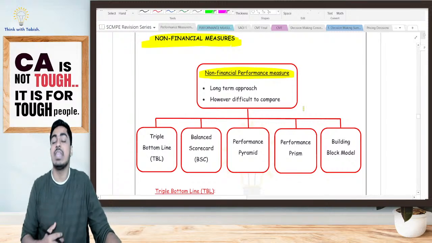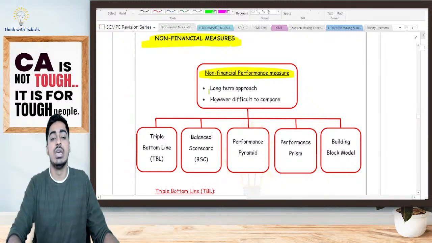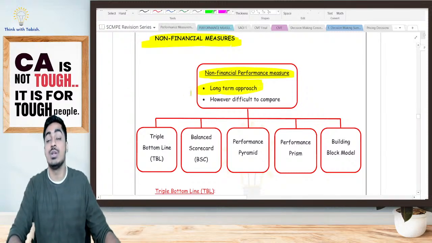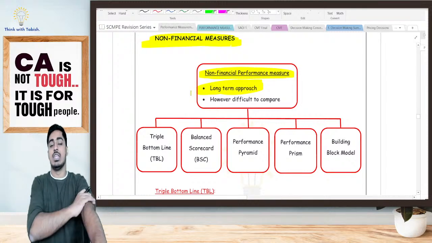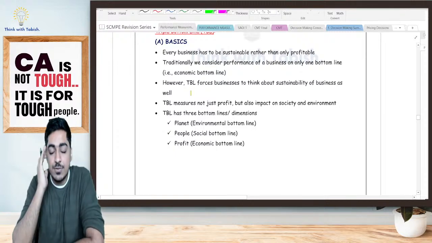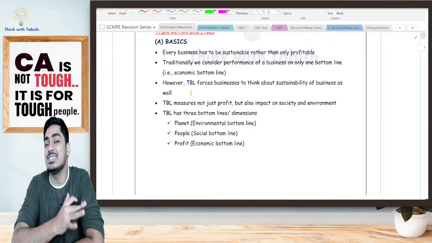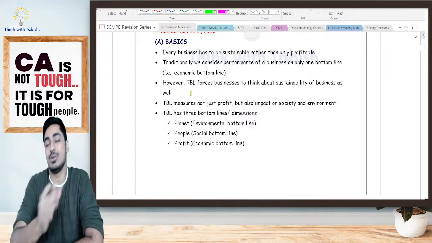So I'm saying, it is not just your financial measures. I should be comparing my performance based on non-financial measures as well. Non-financial performance measures take a long-term approach. Now 5 measures are there. One by one we'll see, students. Keep in mind one thing: it is not that we are ignoring financial, it is not that we are ignoring profit. No, that will be considered.